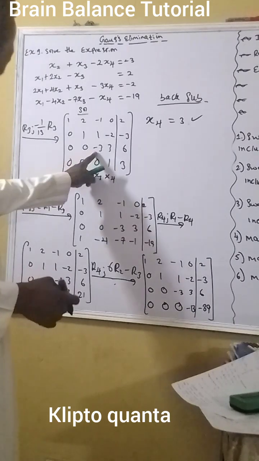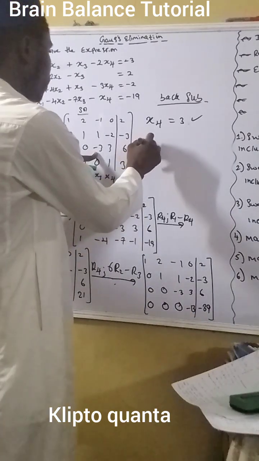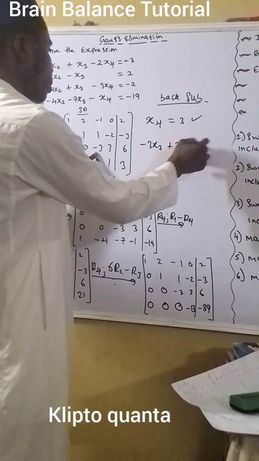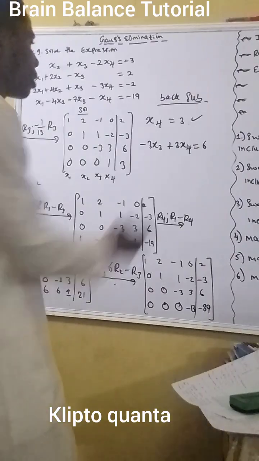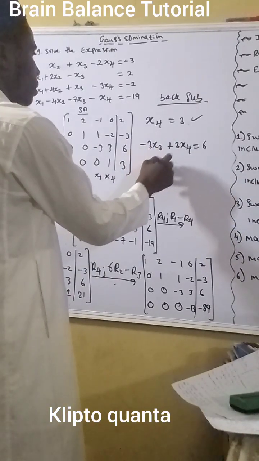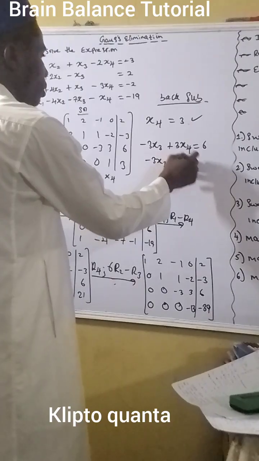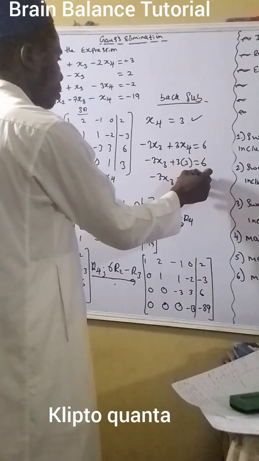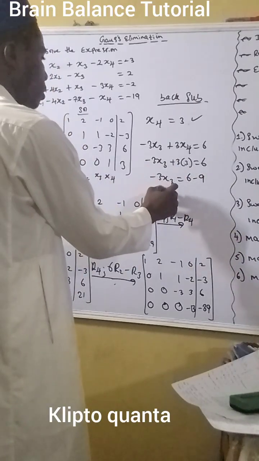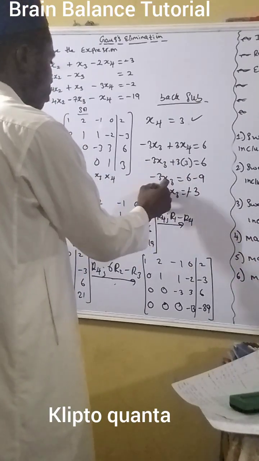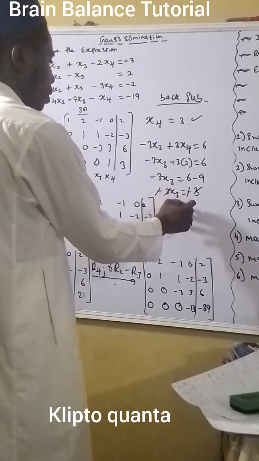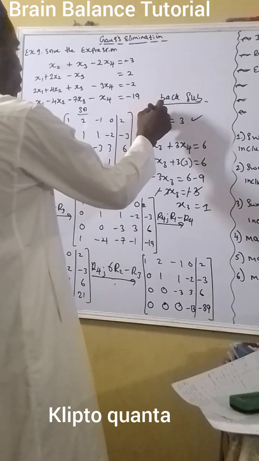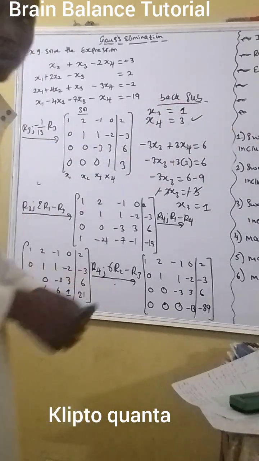And from equation 2 here, this is negative 3x3 plus 3x4 equals 6. Right? Then we have our x4, that means negative 3x3 plus 3 into bracket 3 equals 6. So negative 3x3 equals 6 minus 9, then negative 3x3 equals negative 3. This cancels out this. So x3 equals 1. Are you with me? At that point, we have our x3 equal to 1.